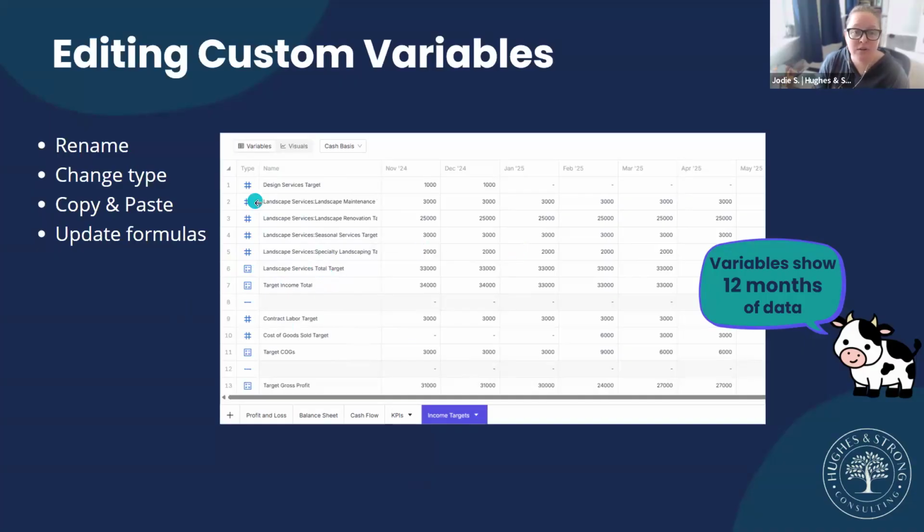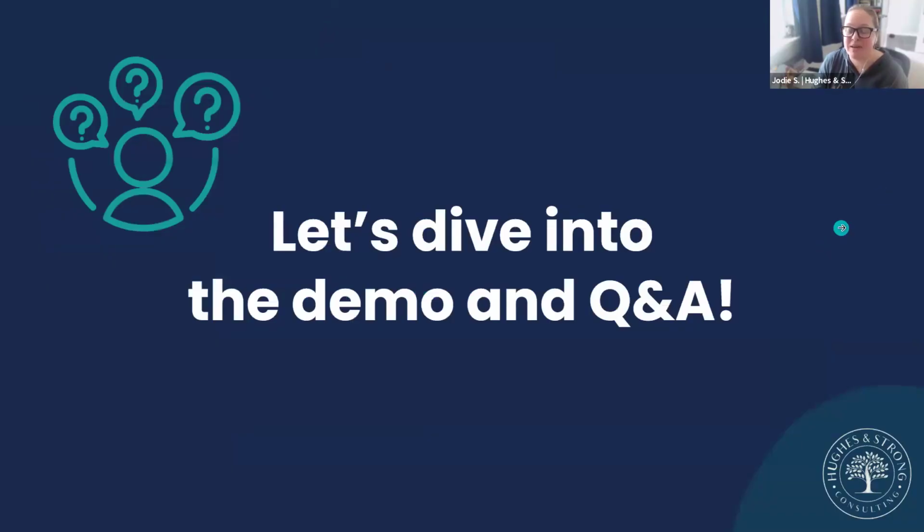All of the variable tabs are going to show you 12 months of data. That will always be the standard. It's always going to show 12 months. There's no way to customize that to be more or less. It will always be 12 months' worth. But for this deep dive, we're going to be able to show you a lot more in the demo, so we're going to go ahead and jump over there.